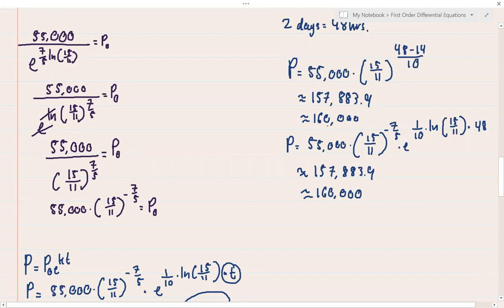Or if you like, 155,000, I think that would be more accurate. Wait, no, it would be 158,000. I was wrong. 158,000 bacteria. Okay?